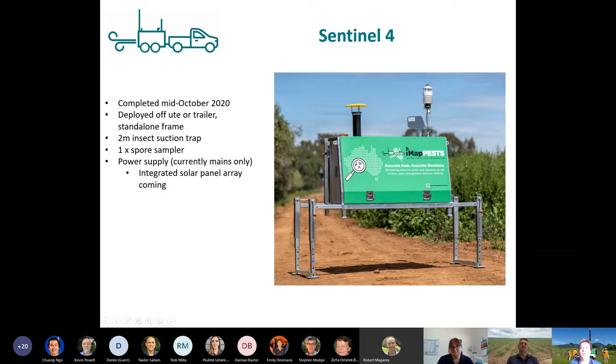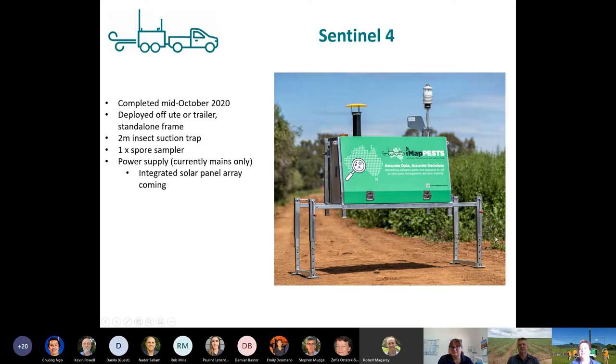This can be deployed off the back of a trailer or a ute, and it has its own standalone frame. Currently, it is plugged into mains power, but soon it will be featuring an integrated solar array panel, which will just be a panel that sits off to the side.